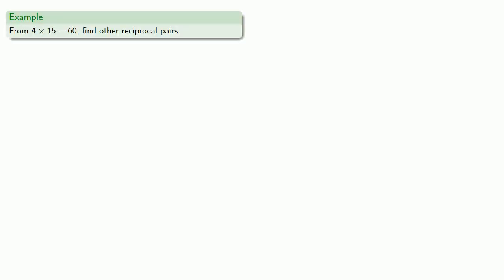So we might begin with the fact that 4 times 15 is equal to 60, and then we can find other reciprocal pairs. So 4 times 15 equals 60. Now this is going to require us to divide by something. And so what can we divide by without having a reciprocal table? Well, we could probably divide by 2. So if we divide the first factor by 2, then multiply the second factor by 2, the product is still 60. And so, from the fact that 4 and 15 are reciprocals, we also find that 2 and 30 are also reciprocals.